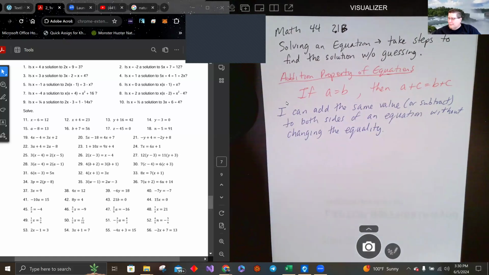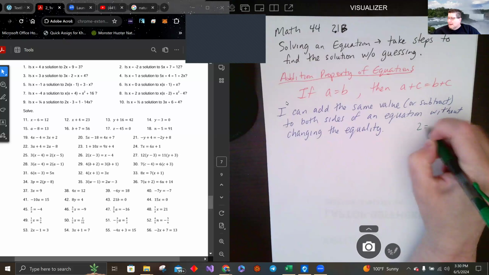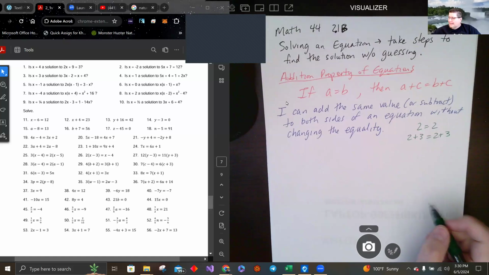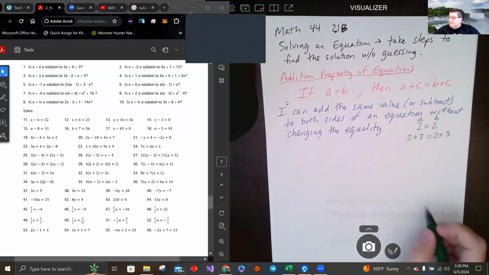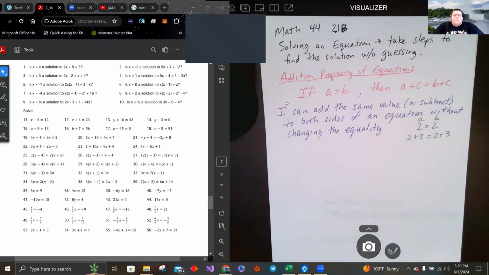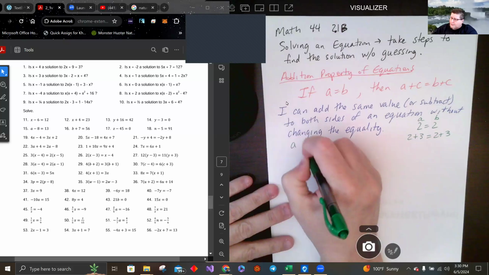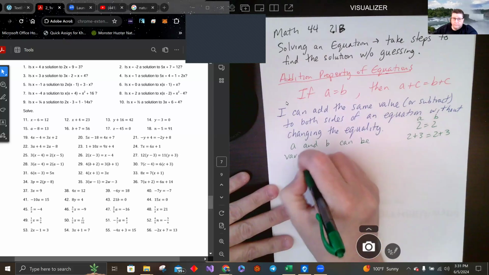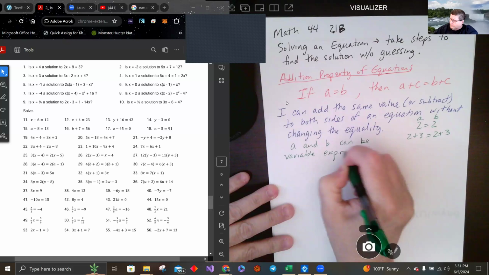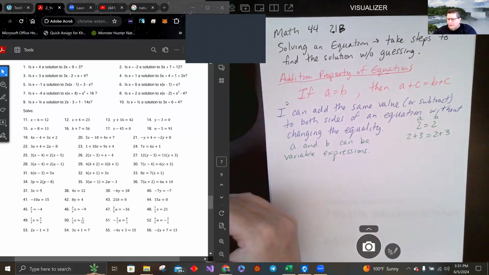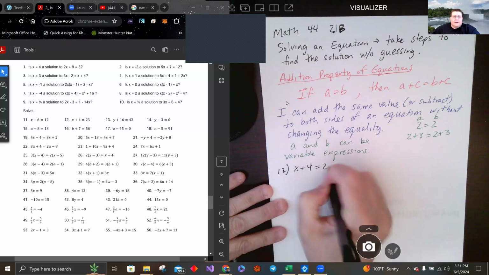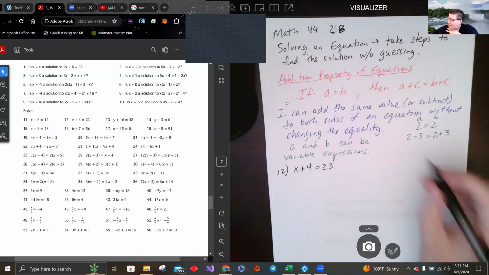This is going to look kind of silly, but if I have 2 equals 2, I can say 2 plus 3 equals 2 plus 3. That's my A, that's my B. The same works if it's a variable. A and B can be variable expressions. The first two we're going to look at real quick are number 12, x plus 4 equals 23, and number 14, y minus 3 equals 0.